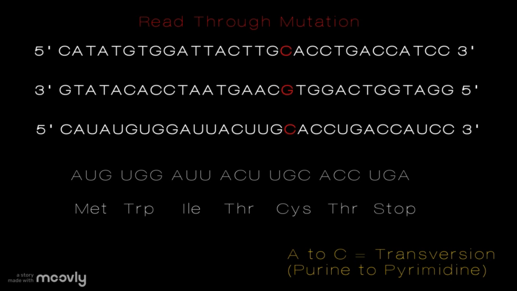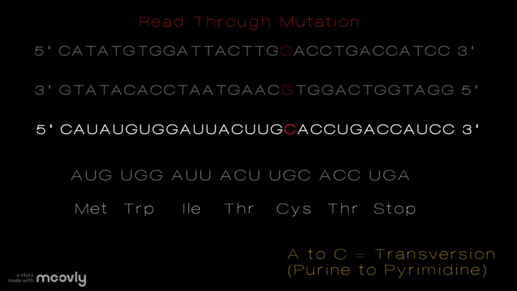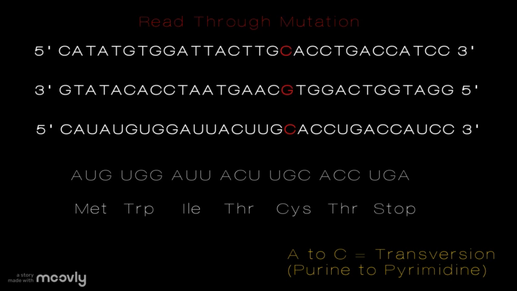Finally, take the same DNA sequence one more time, but this time an error occurs that changes an A to a C, resulting in a read-through mutation. Read-through mutations change a stop codon to a codon that codes for an amino acid, which results in a longer protein. In this case, the stop codon is changed to CYS. Since an A was substituted by a C, this is an example of a transversion mutation because a purine, adenine, was replaced by a pyrimidine, cytosine.